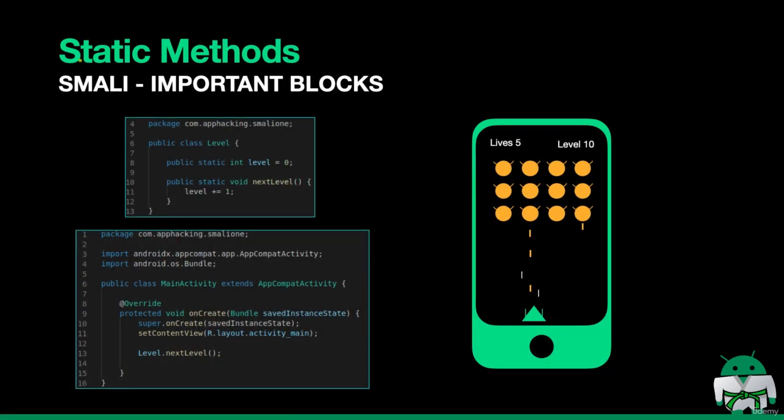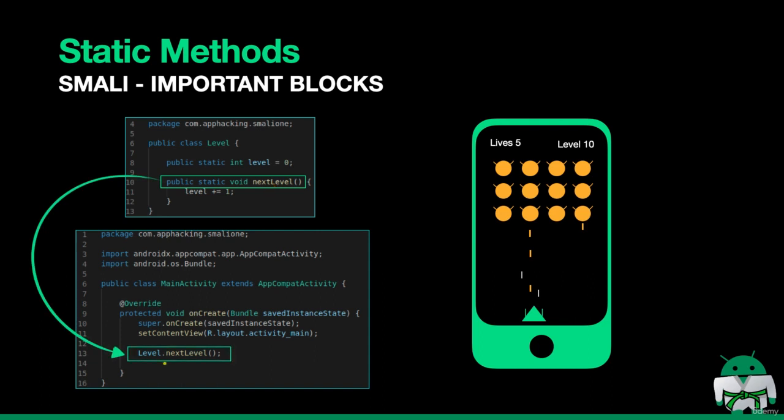Here we have some code. So we can see we've got now not a player class, we've got a level class. We've got the static value level, and we've got this method next level. This next level increases the static value over here. Okay. If we call this method, it looks like this.